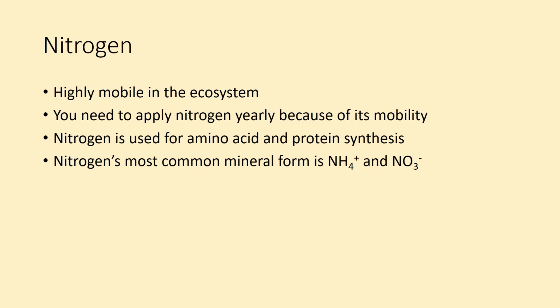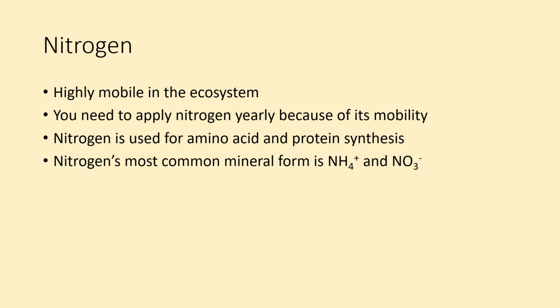Often the limiting nutrient for plant growth is nitrogen. This is because nitrogen is highly mobile in the ecosystem and plants need a lot of nitrogen compared to the other nutrients. Nitrogen is not tightly held on in the soil or by microbes and can move out from our gardens in multiple methods. Because of this mobility, we often have to apply nitrogen yearly.